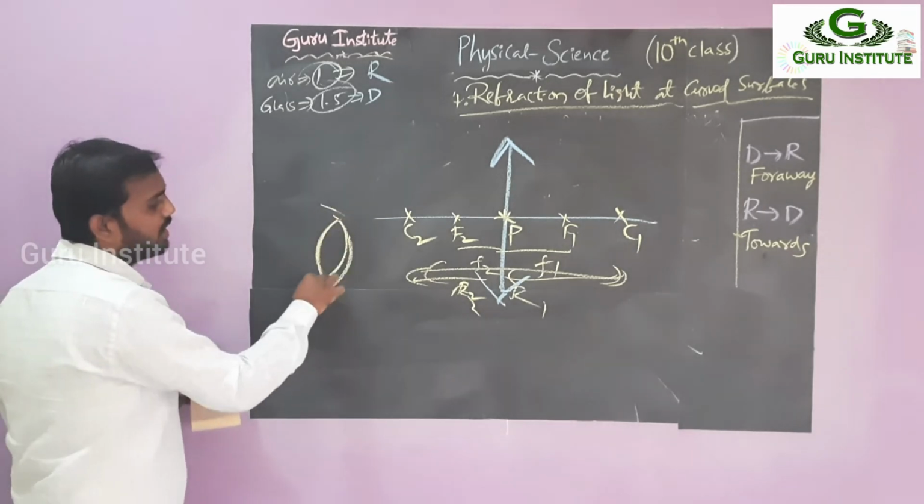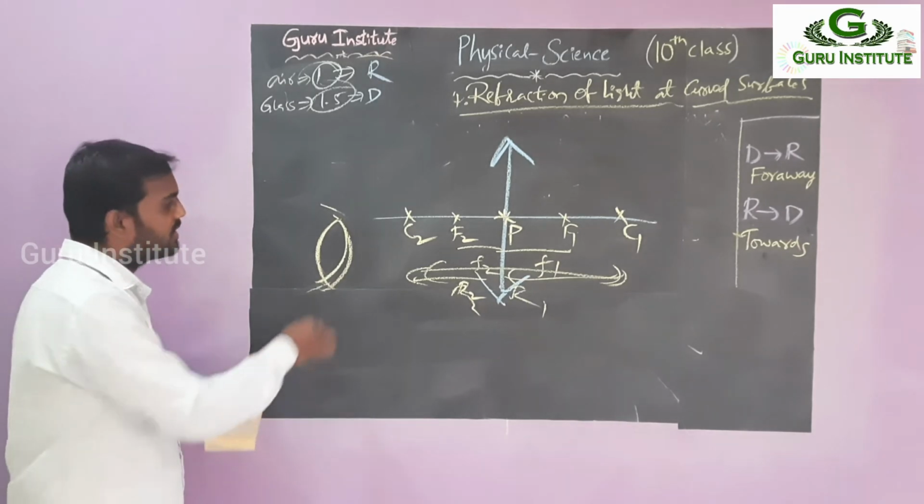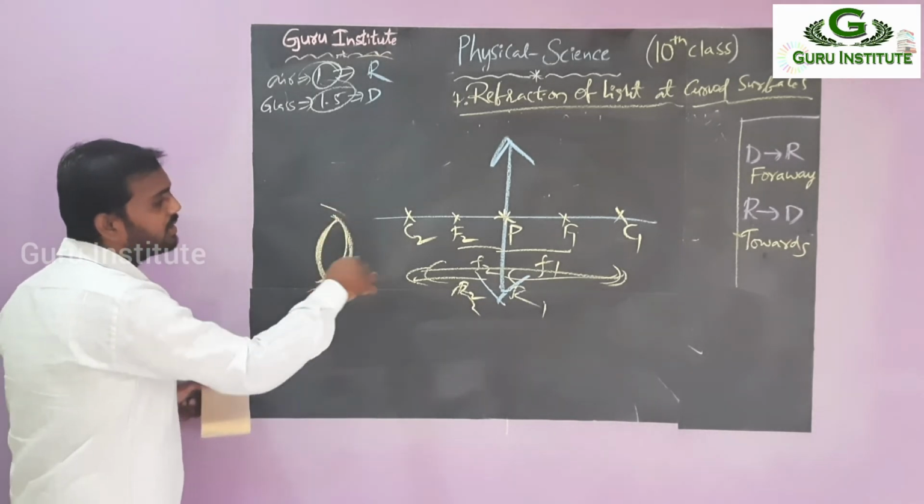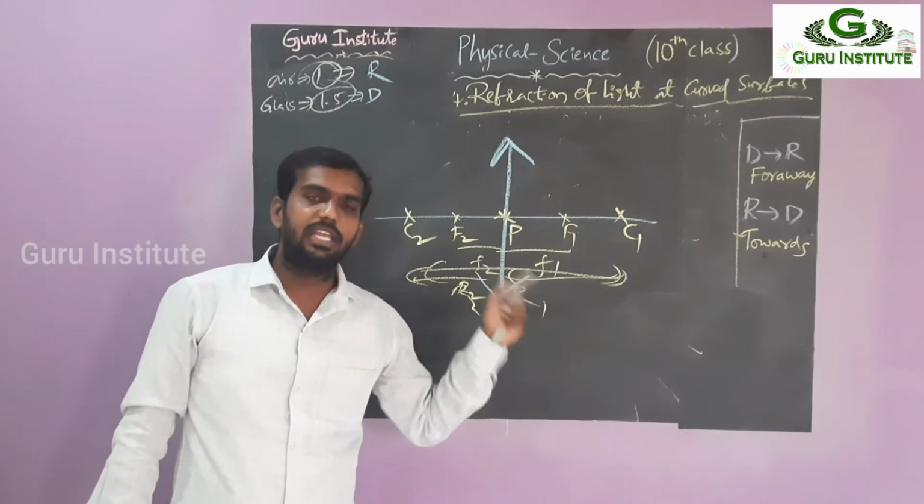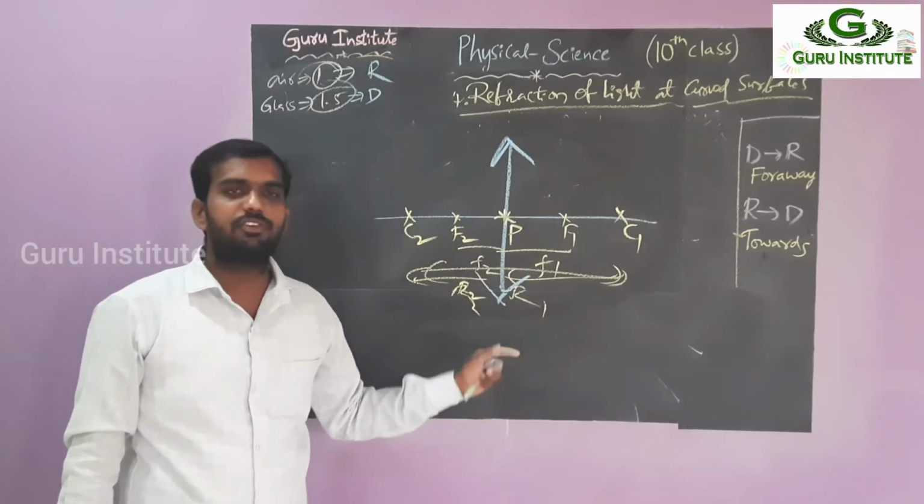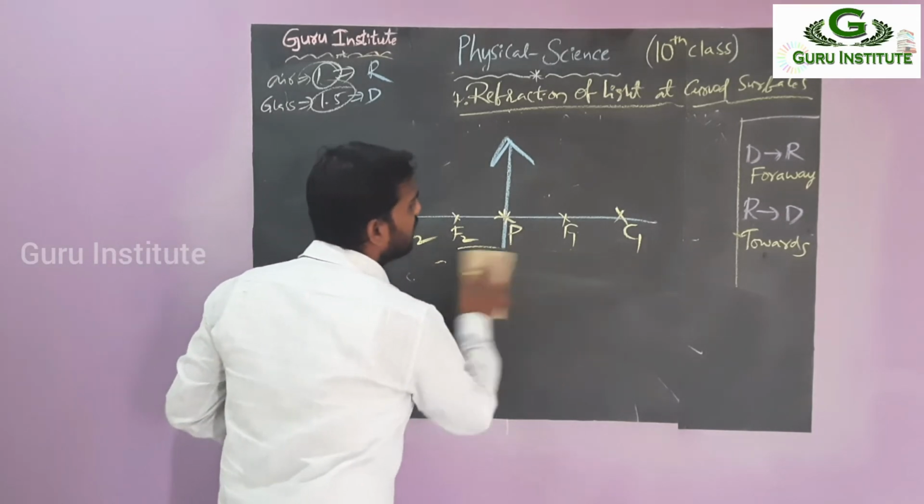Suppose the focal length on the two sides is the same, then the radius of curvature on the two sides is the same. One side a little bit, one side more, that need not be the same. R1, R2, F1, F2, they will be equal or not equal. But in most cases they will be equal. So this is the structure of the convex lens.